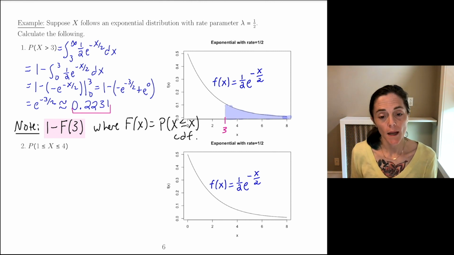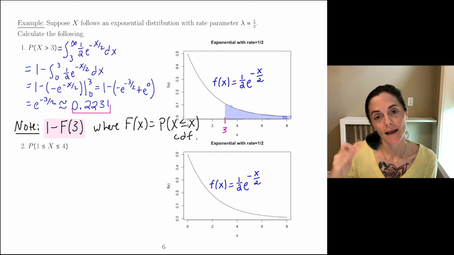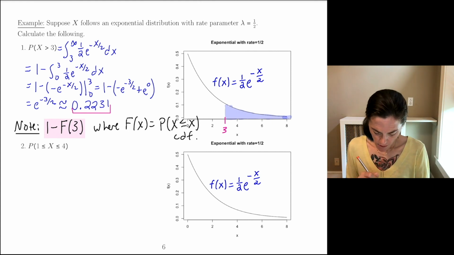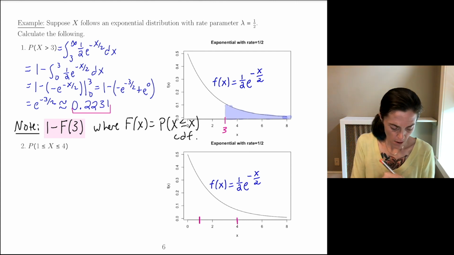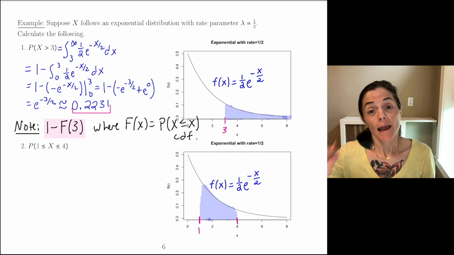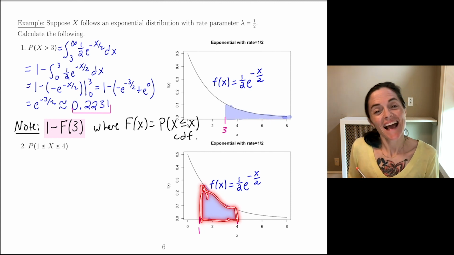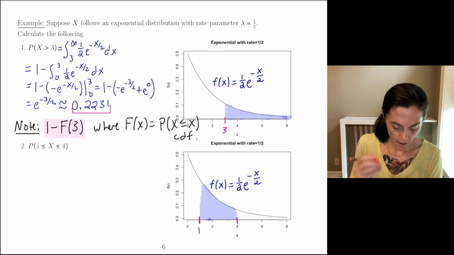Okay, next one. We want the probability that x is bigger than or equal to 1 and less than or equal to 4. Let's shade this in my graph. So 1 is about here, and then we have 4. This is the area we are looking for that I have shaded. It's the area under the curve between x equals 1 and x equals 4. Gives us the probability here.